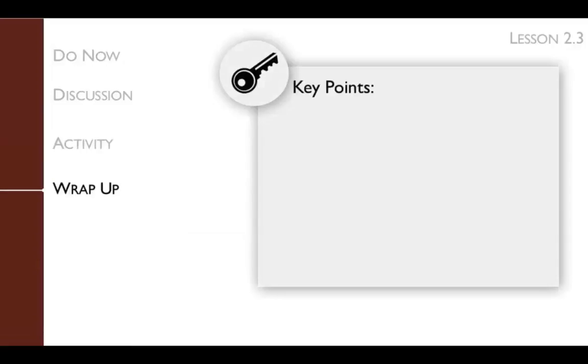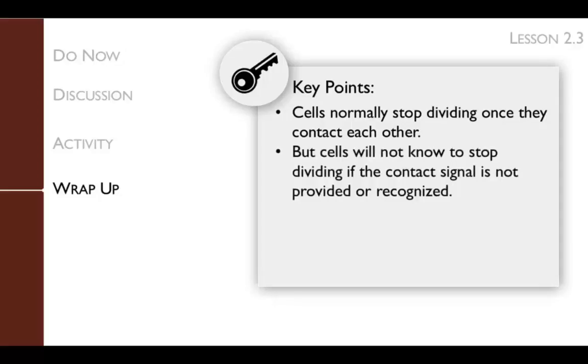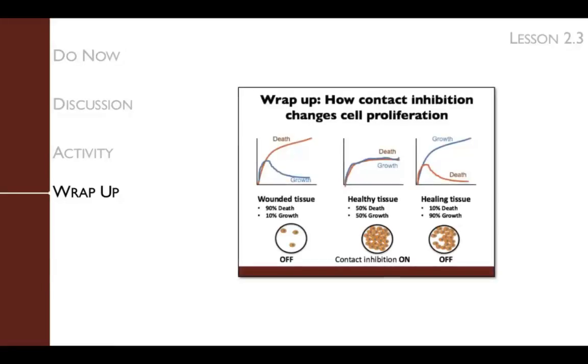The key points of the wrap-up are that cells normally stop dividing once they contact each other. But cells will not know to stop dividing if the contact signal is not provided or recognized. Cells can hyperproliferate because they don't know to stop dividing, as well as because division is uncontrolled. Normally, the number of cells remains constant in a tissue because a cell only divides when another cell dies, so the growth and death ratios are the same. This is because of contact inhibition.